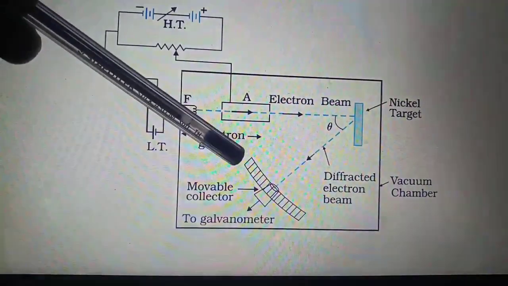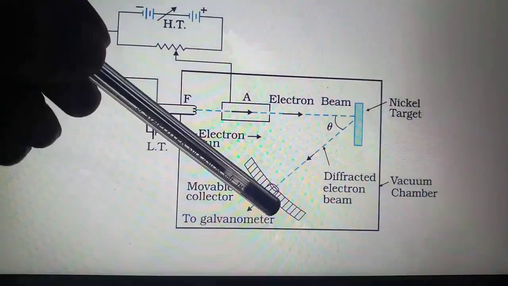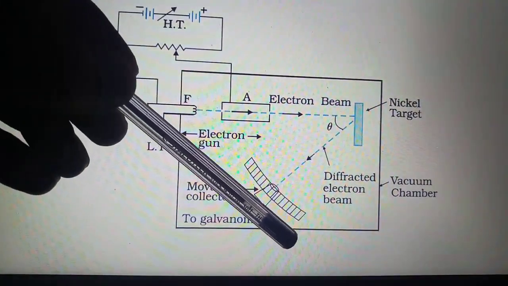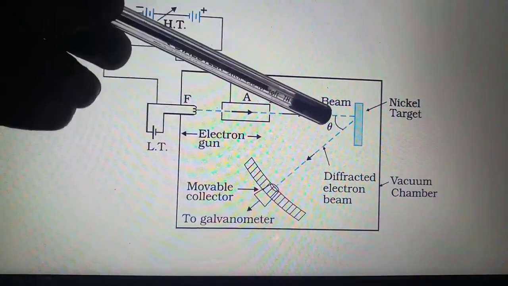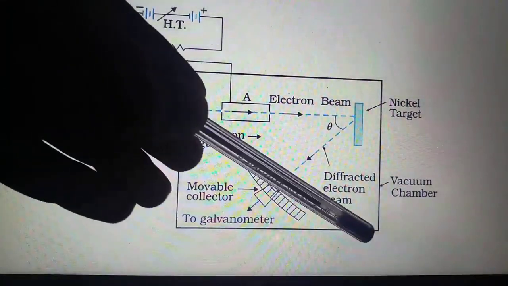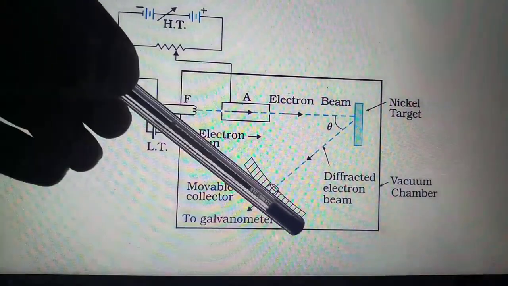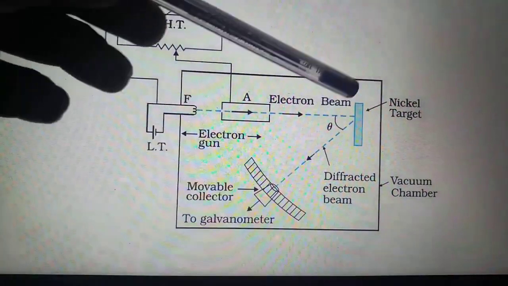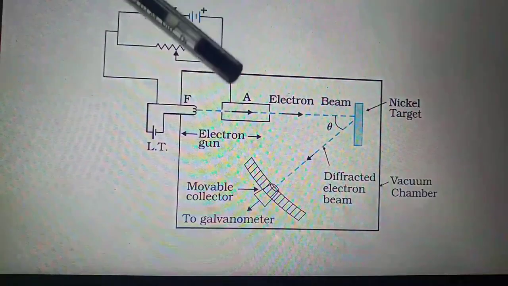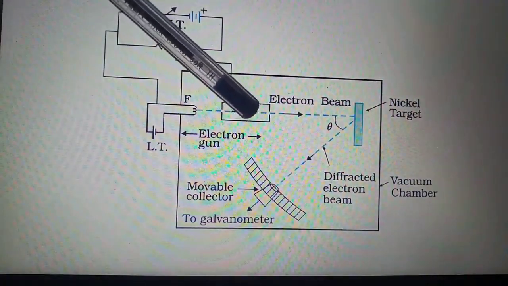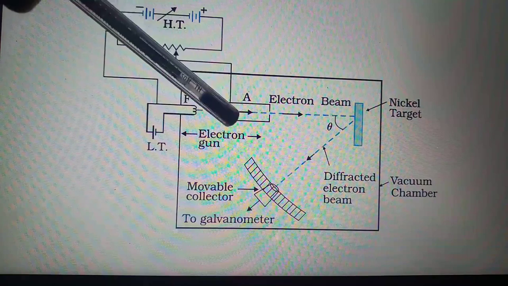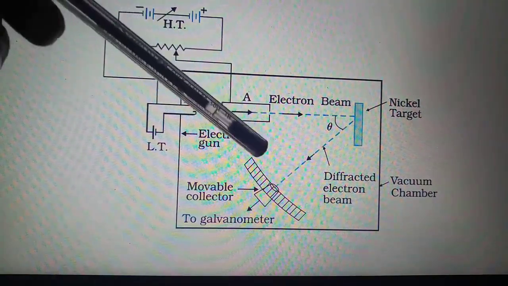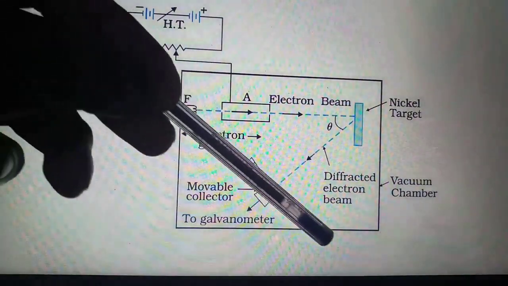So here we have a galvanometer with a movable collector. This setup is to measure how many electrons are coming in different directions, and this angle is measured. We can move it like this, and at each angle, how many electrons are coming can be measured using this experimental setup. This entire thing is in a vacuum chamber because the electrons should not hit any gas molecules. The accelerating potential can be varied, and we can measure for different angles.